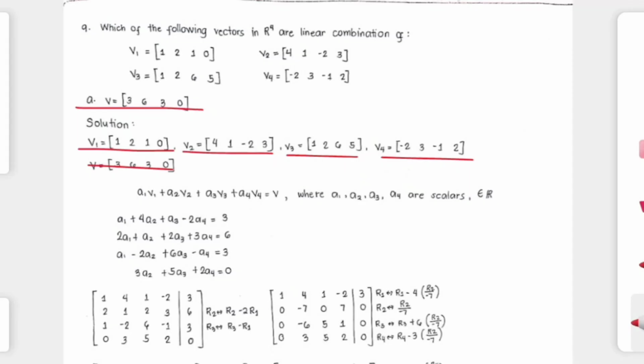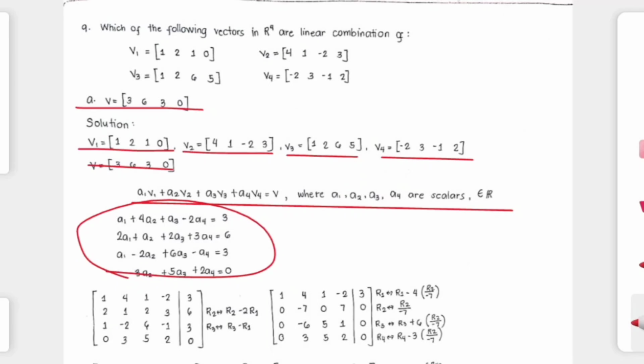To determine whether the vector in R raised to 4 is a linear combination of v sub 1, v sub 2, v sub 3, v sub 4, we will need to find if it can be expressed in the form a sub 1 v sub 1 plus a sub 2 v sub 2 plus a sub 3 v sub 3 plus a sub 4 v sub 4 is equal to v, where a sub 1, a sub 2, a sub 3, a sub 4 are scalars and elements of the real numbers. Equating the corresponding components yields the system of linear equations below, which is this.